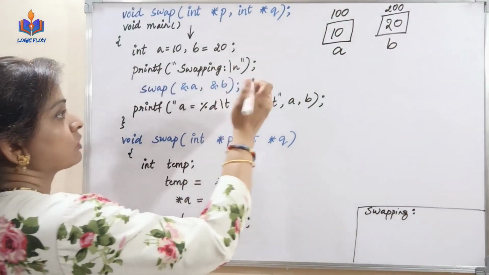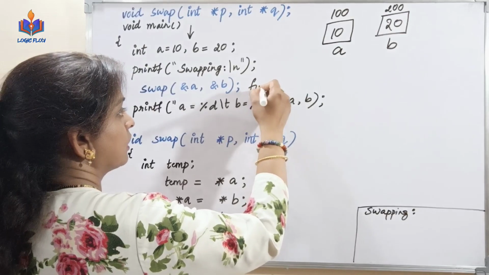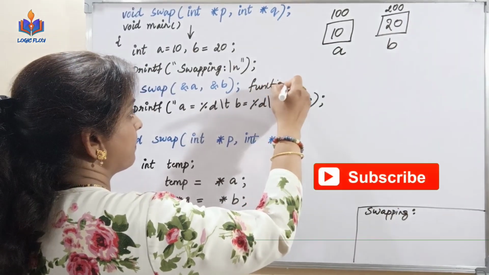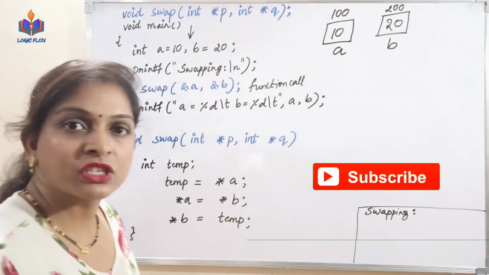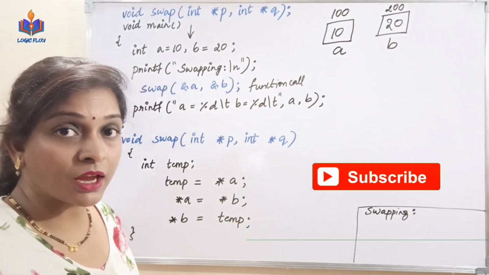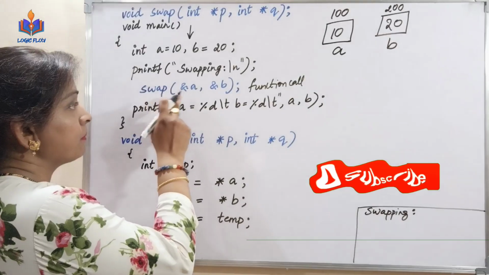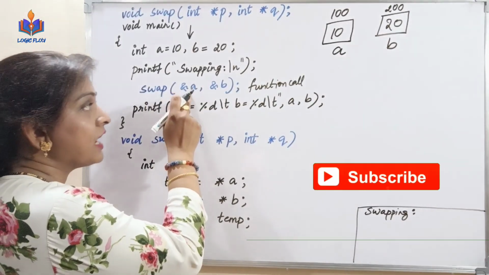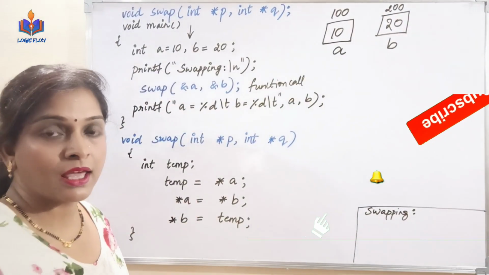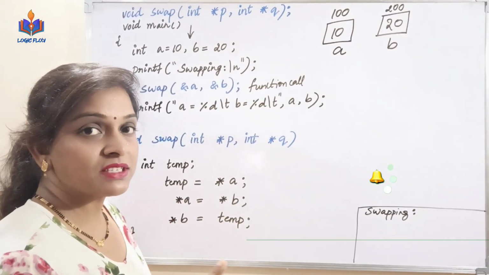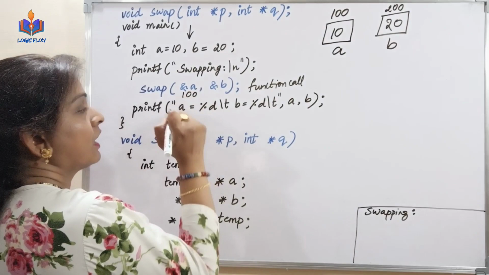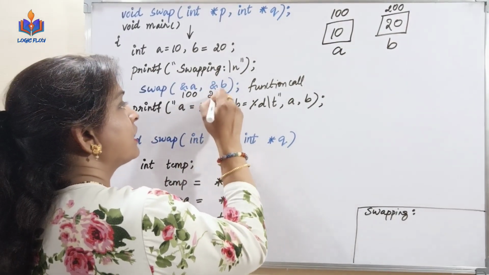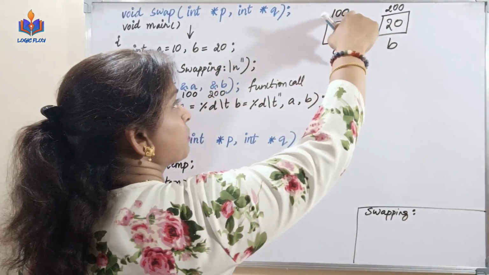This is what the function call. As soon as the compiler encounters function call, the control will go to the declaration to check whether the function is declared or not. And now observe here, I am sending the address of A and address of B. Ampersand represents address. What is the address of A? It is 100. So what I am sending? 100. What is the address of B? It is 200. This is what the address.